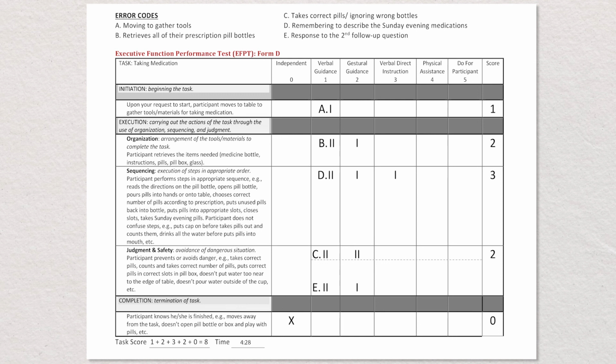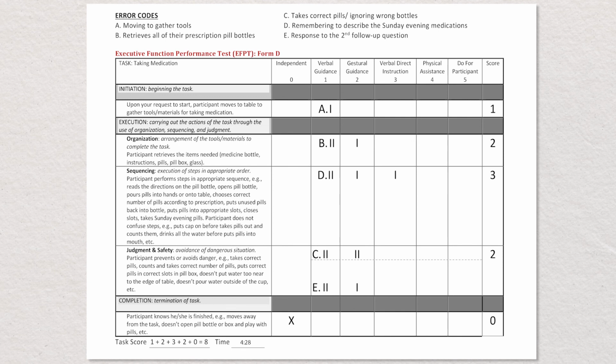After the task is over, it is time to determine the testing scores. On the right side of the scoring form is the score column. In this column, the administrator will fill in the scores for each of the executive function components. The greatest level of cue required for each component is that component's score. For example, the initiation component has a score of 1 because the greatest cue required was verbal guidance, which is assigned a 1. The organization component has a score of 2 because the greatest cue required was gestural guidance, which is assigned a 2. If no cue was required for a component, the score is 0. See the completion component in the bottom row.